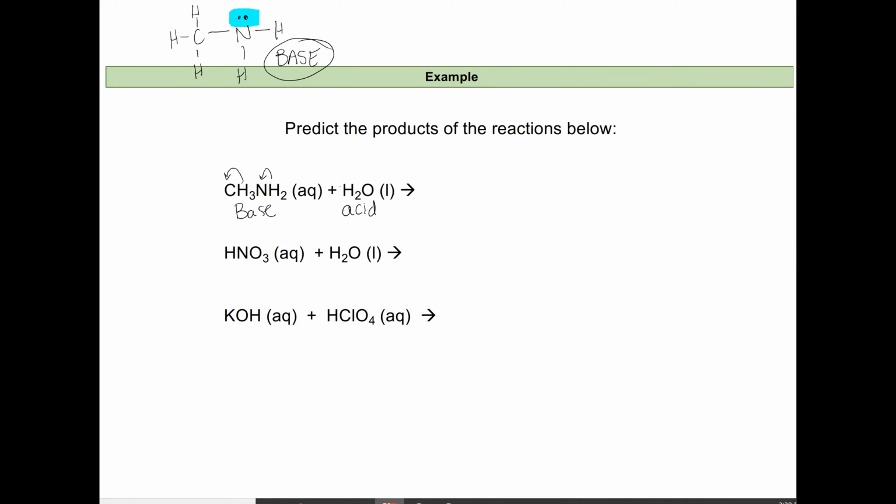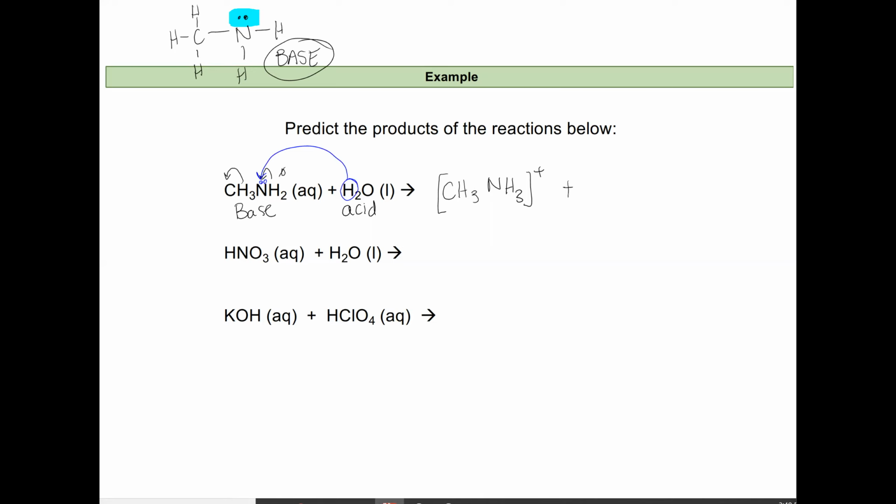So if my water is going to act as an acid, I'm going to donate a hydrogen atom from my water to that lone pair on my nitrogen. So for my products, my nitrogen is going to gain a hydrogen. So rather than being NH2, it's now NH3. It's also got a positive charge associated with it, because before it was neutral, and now it has gained a proton, so it'll have an overall +1 charge.